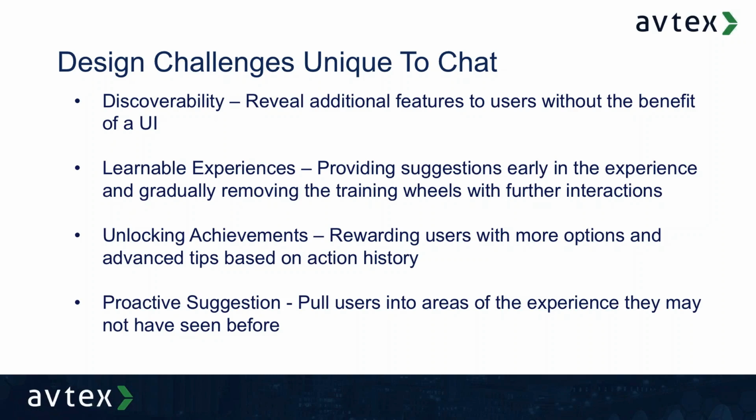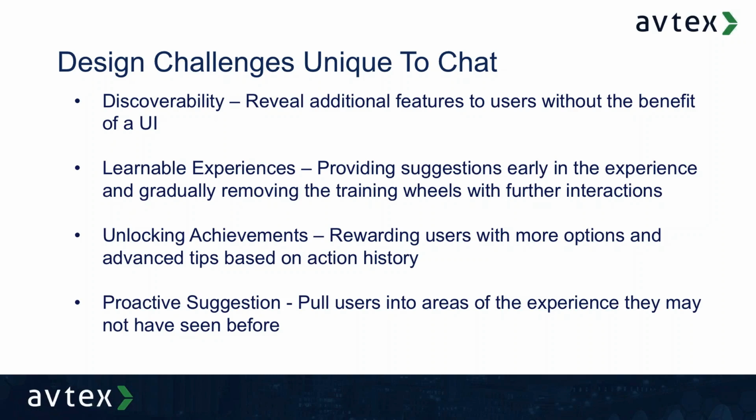Learnable experiences, providing suggestions early in the experience and gradually removing the training wheels for further interactions. And this kind of plays into this discoverability idea. So we get them used to the idea of the basic interaction, but we keep building on that interaction. And we unlock achievements, rewarding users with more options and advanced tips based on their interaction history. So the more they get involved, the more they uncover, the more likely they are to continue to use it and continue to rely on it as their kind of go-to to interact with our business.